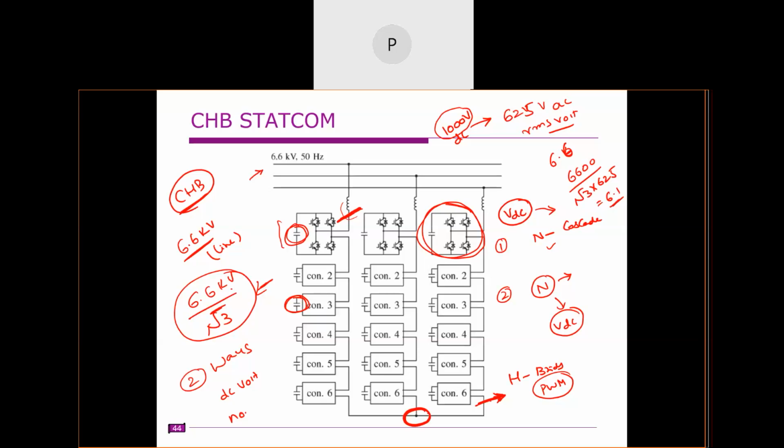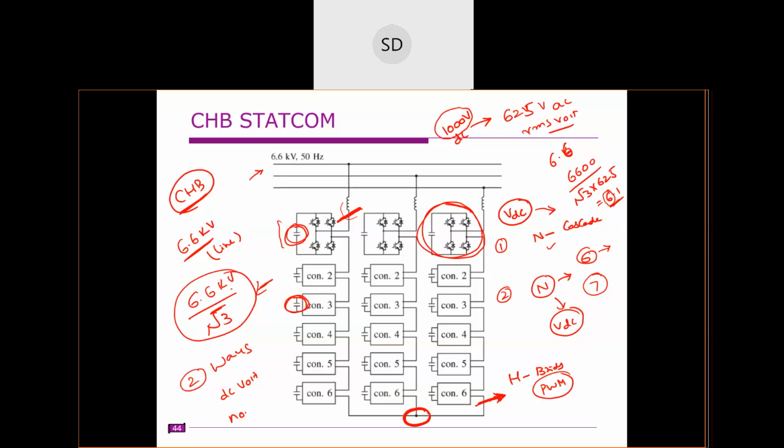So that means it's supposed to be 6. The nearest value is 6, so we may consider 6. If it is 6.1, 6.23, something like that, you may go for 6. Or if the answer is 6.7, 6.8 or 6.9, you may go for 7. Selecting 6 or 7 all depends on the available switch.